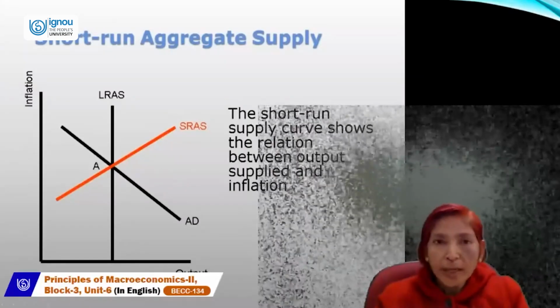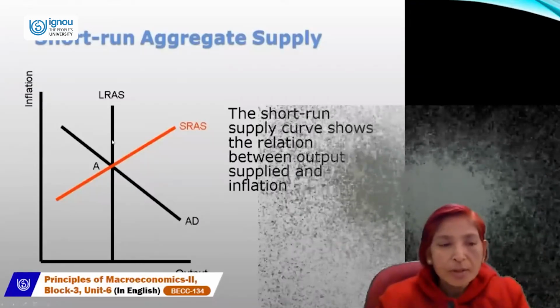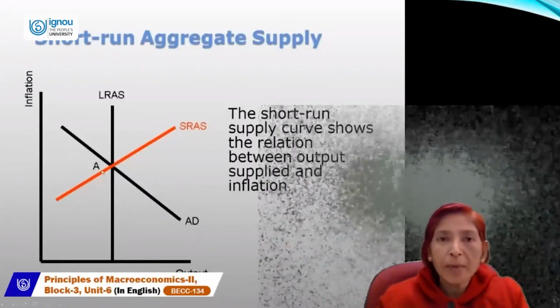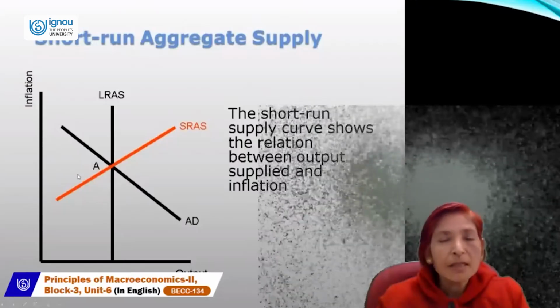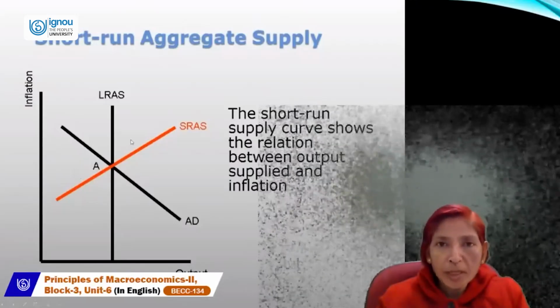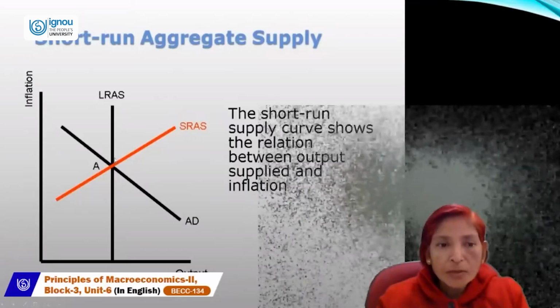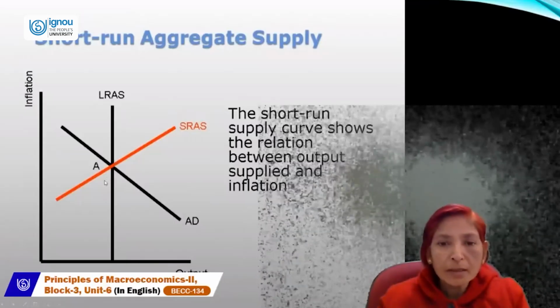Here, three diagrams we have drawn. Like one is the aggregate demand curve. That is, aggregate demand is a downward sloping curve. The SRAS curve is an upward sloping curve, and the LRAS curve is a vertical curve, where both curves intersect each other.